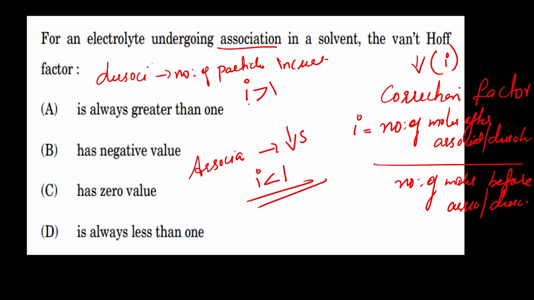So that is the Van't Hoff factor. Association, dissociation, it is a correction factor. It depends on the number of moles after association or dissociation by the number of moles before association or dissociation. For dissociation, the i value will always be greater than 1, and for association it is always less than 1. Very important question. Moving to the next question.